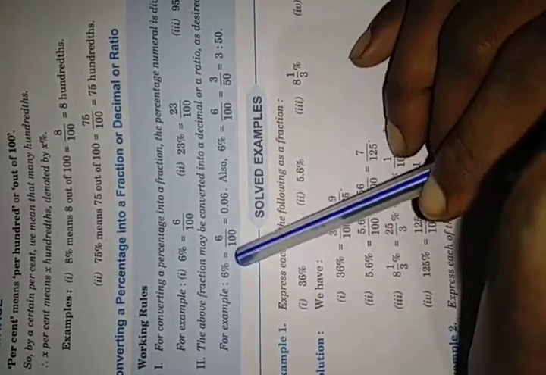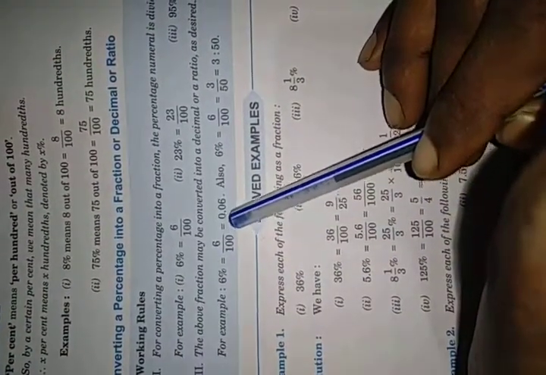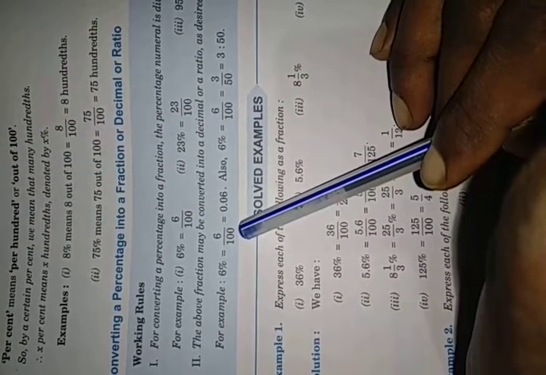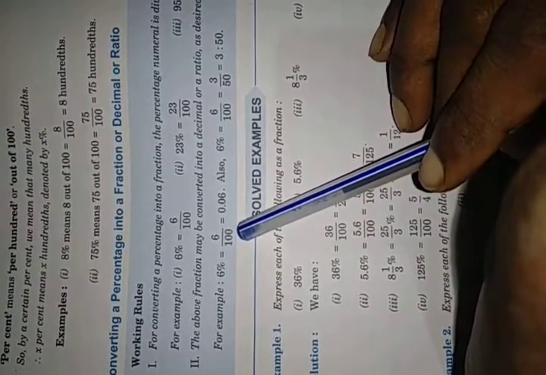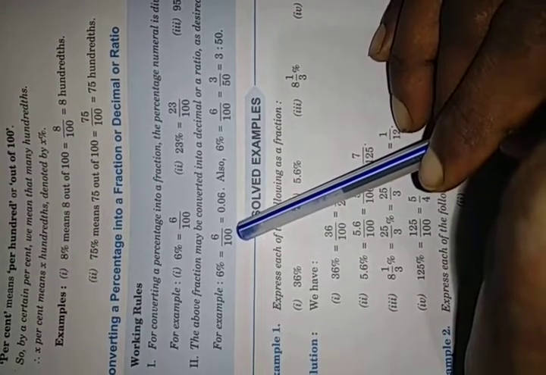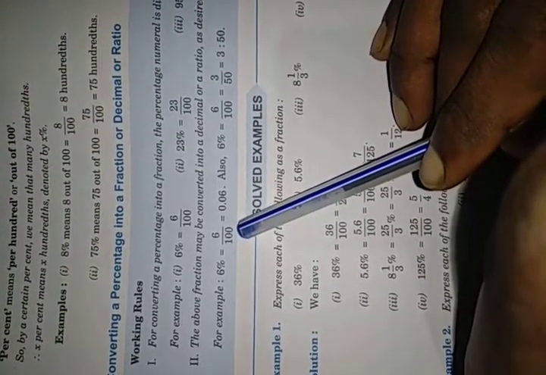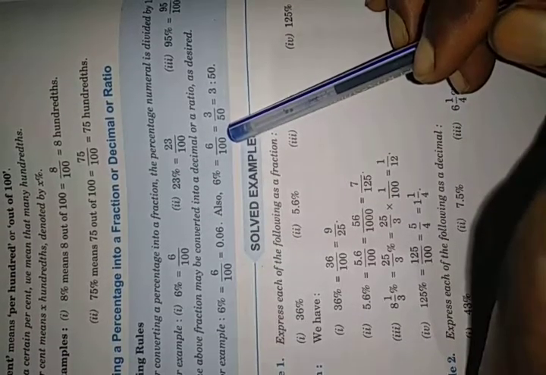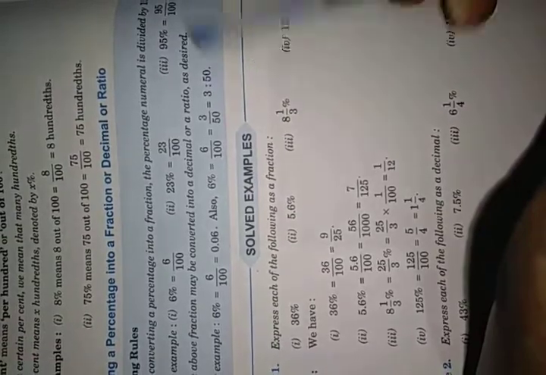For example, 6% is equal to 6 by 100 equals 0.06. There are 2 zeros in 100, which is the denominator. So after the decimal point there are 2 digits, 0 and 6. 6% is equal to 6 by 100, and by simplification we get 3 by 50, which is equal to 3:50.